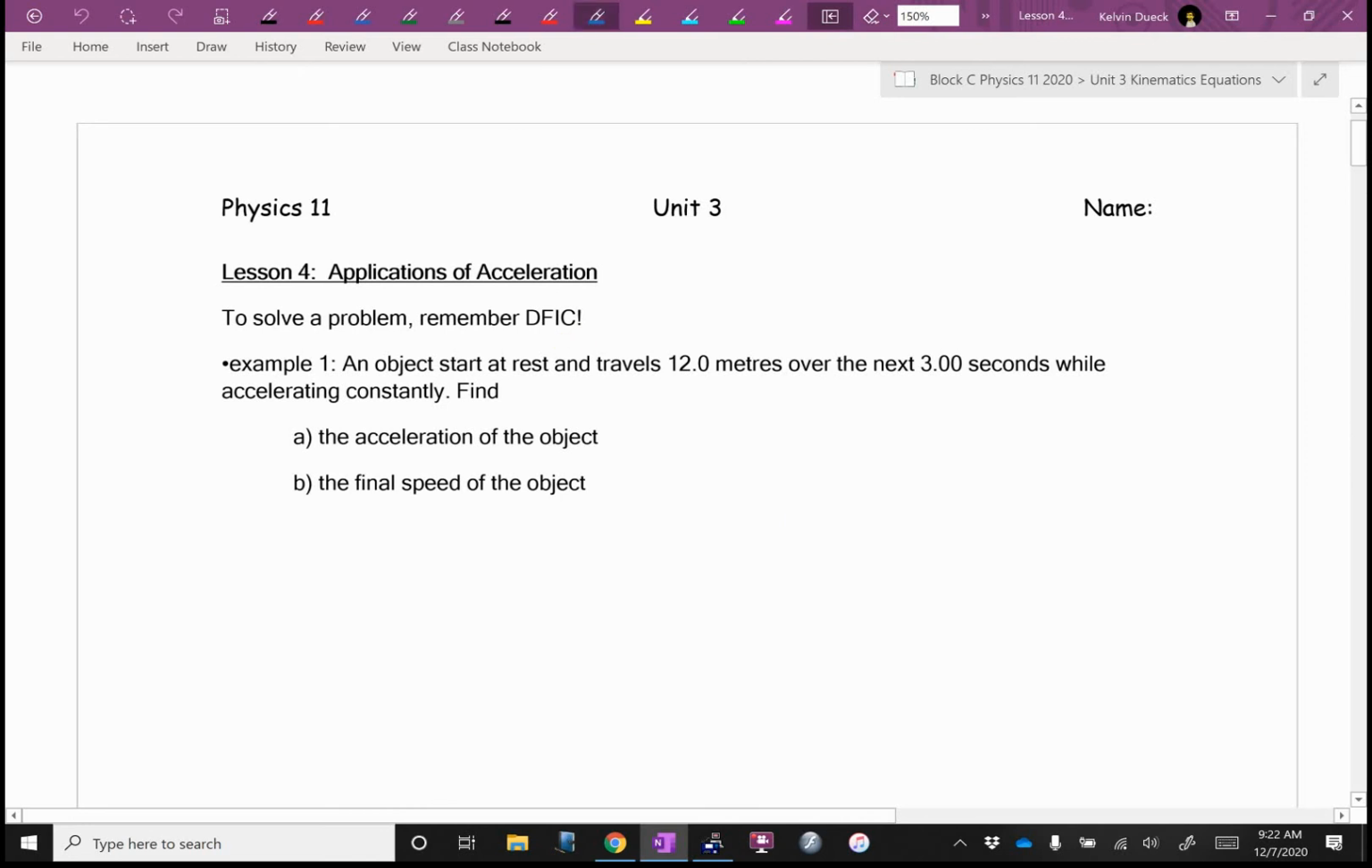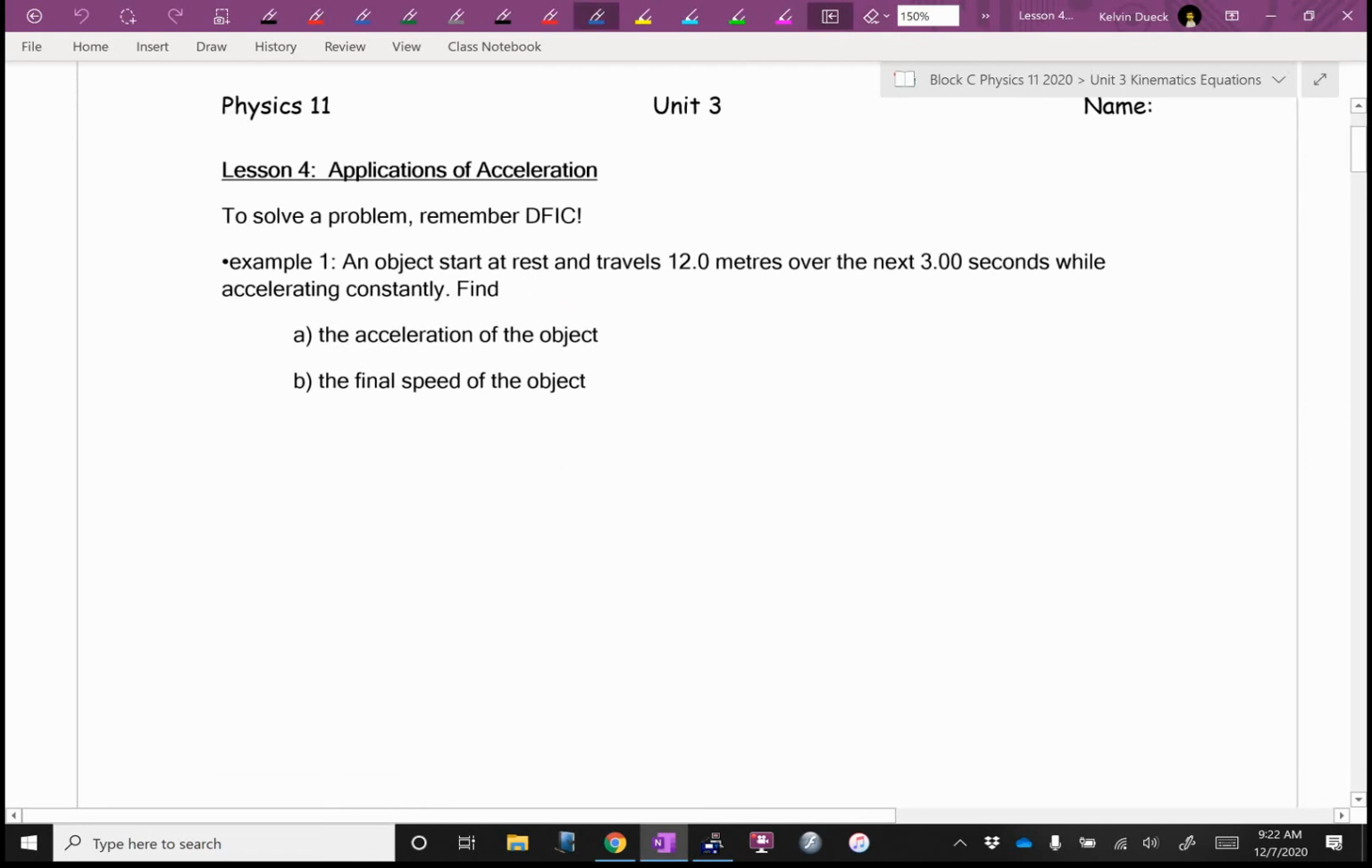I like example 1. Example 1 is a nice question. Here we go. Let's read the question. It says this: an object starts at rest. I would probably underline the phrase at rest. Travels 12 meters over the next 3 seconds while accelerating constantly. Find. Okay, cool.